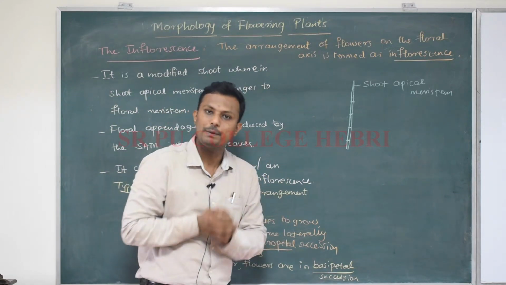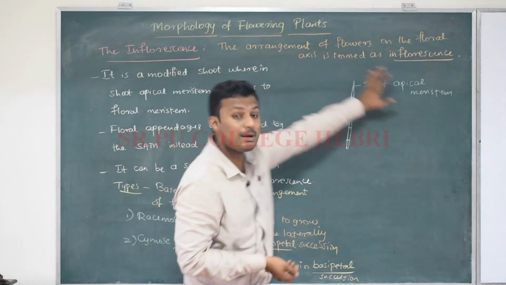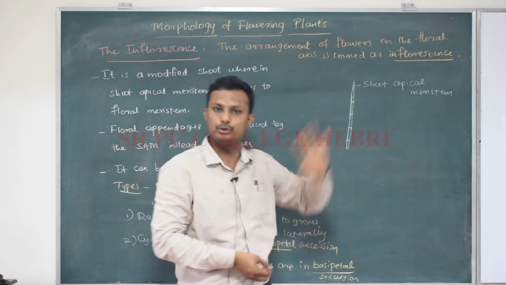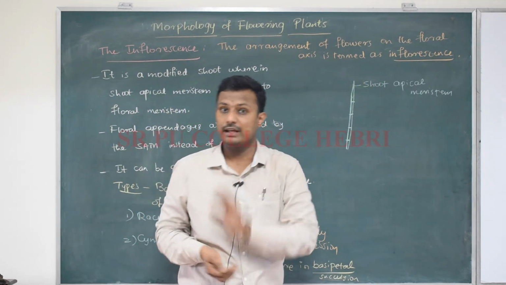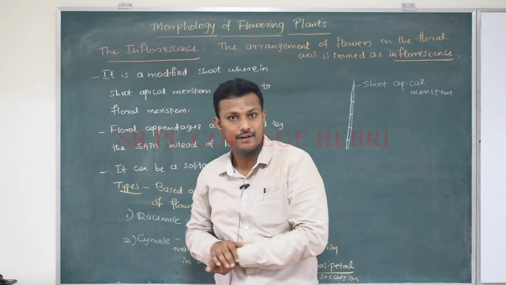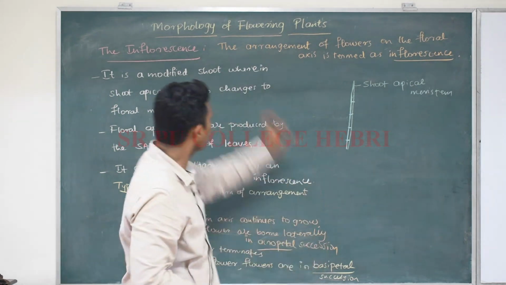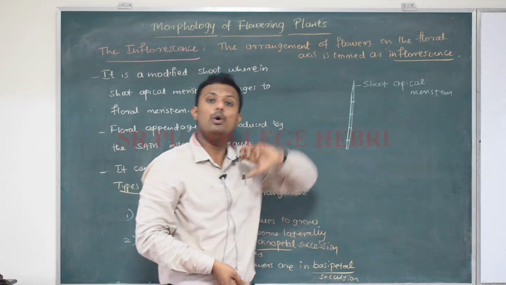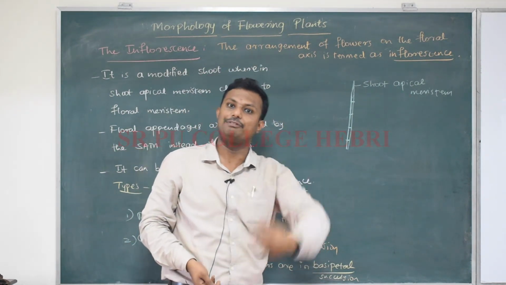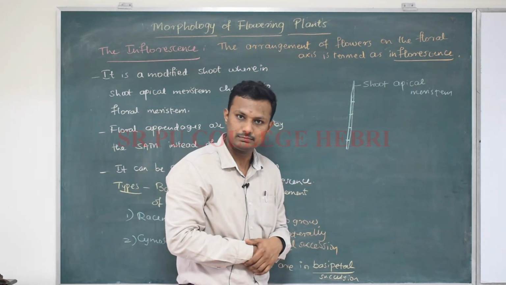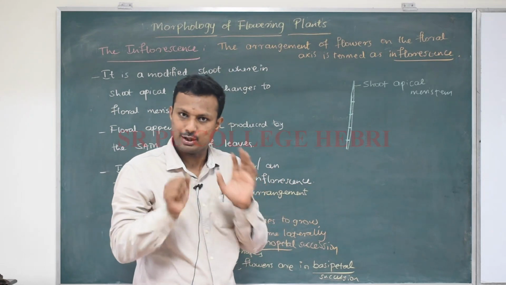So whatever new part is needed, this meristematic function, the cell division activity, has to keep happening, right? So inflorescence is a bunch of flowers that is produced on a floral axis. That means the axis of the flower is called the floral axis. Where is the floral axis? It has to be present somewhere on the stem, isn't it?